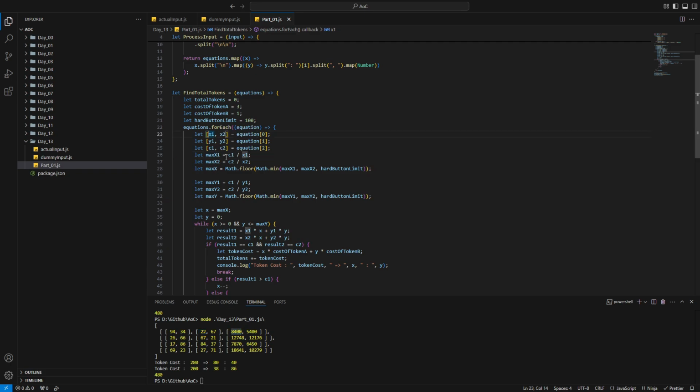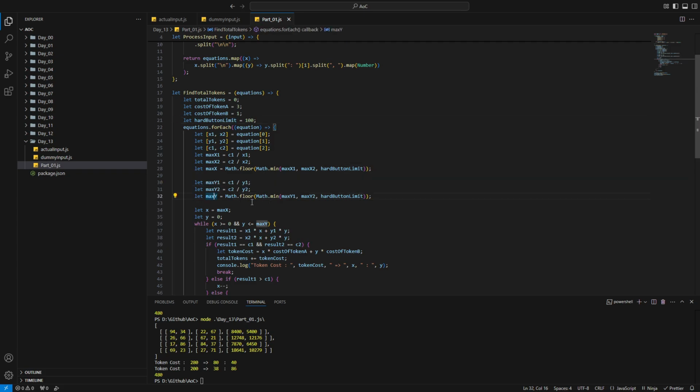So for that, if y was 0, we would get 8400 by 94. So that will be the maximum possible value of x. Similarly for x2, and for y, if x was 0, what would we get? That would be the maximum possible value of y. So that we can reduce it even before 100, which is the hard limit here.